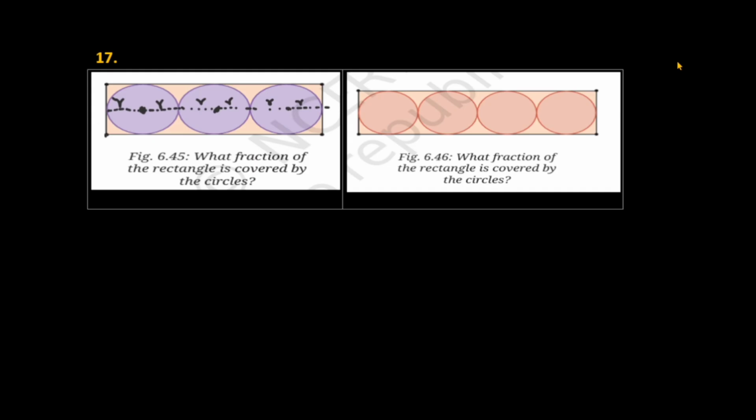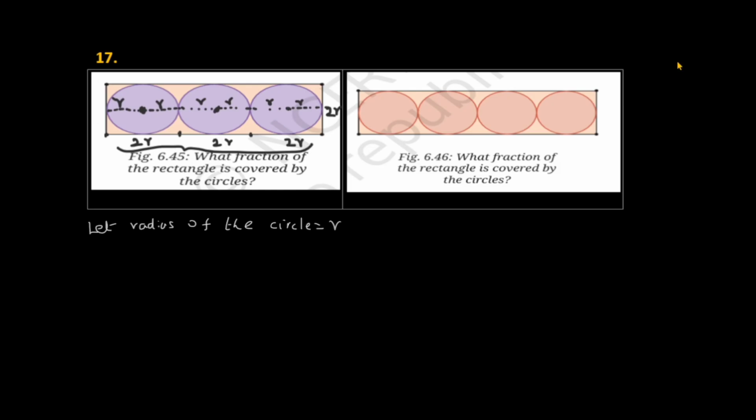From this point to this point we have 2R. Then this point to this point another 2R. Then this point to this point another 2R. So the length of the rectangle is 2R plus 2R plus 2R, 6R. Breadth of the rectangle is 2R. So what we are going to do? Let the radius of the circle be R units.